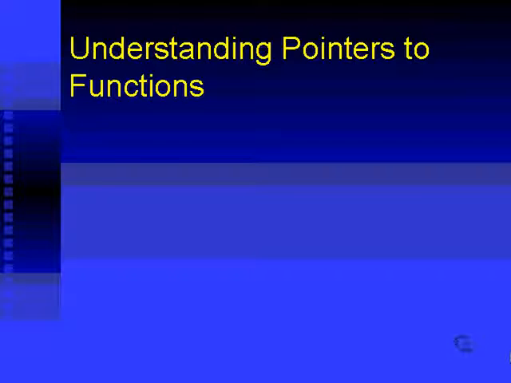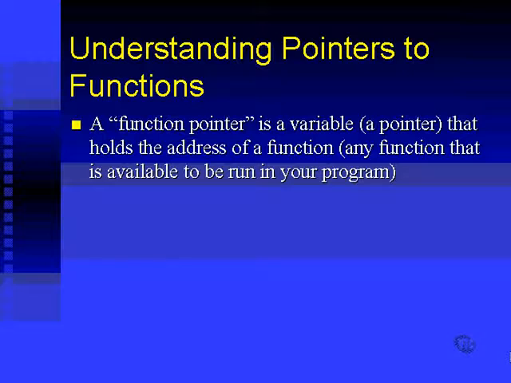So let's see if we can understand what a function pointer actually is. A function pointer is simply a variable, well, it's a pointer variable, that holds the address of a function, not the address of another pointer or the address of a variable or the address of a piece of memory. It's the address of a piece of code that you've written. In fact, it can be any function that is available to you. It doesn't have to be a piece of code that you've written. It could be a piece of code in the standard C library. Any function that is available for you to use, you can point a pointer to. That's what a function pointer is.